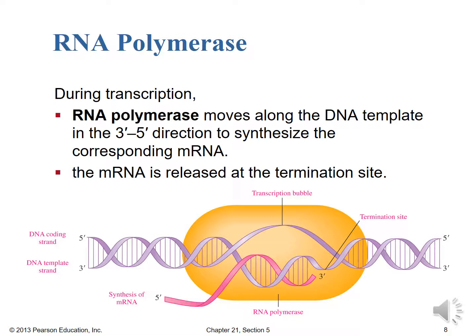Now we've already talked about DNA polymerase, so there's also RNA polymerase. And during transcription, the RNA polymerase moves along the DNA template in the 3' to 5' direction to synthesize that corresponding messenger RNA. The messenger RNA is then released at the termination site where it's gotten the information it needs to code for the protein that it's coding for. So there we see a cartoonish depiction of that process where we have that RNA polymerase helping to synthesize that mRNA from the place where the DNA has opened up through the termination site.